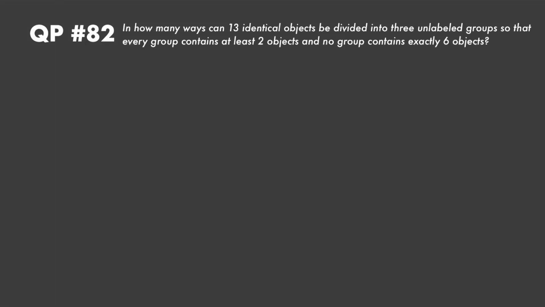Hello everyone, today let's take a look at another integer partitions question, Quantipus number 82, asking us in how many ways 13 identical objects can be divided into 3 unlabeled groups so that every group contains at least 2 objects and no group contains exactly 6 objects.